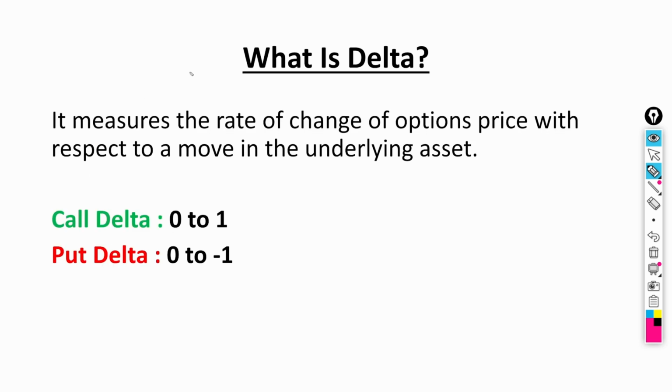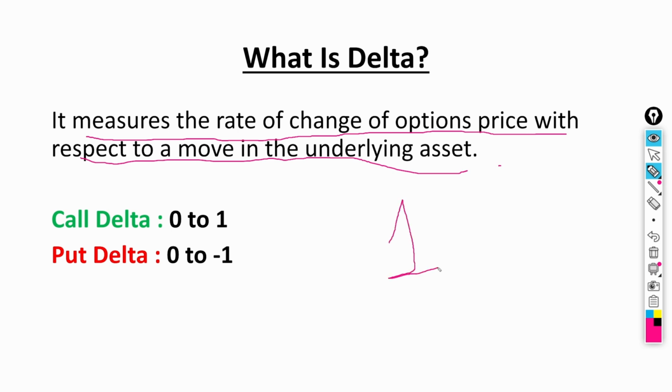So what is option delta? The standard definition goes like this: it measures the rate of change of option price with respect to the move in the underlying asset. If you don't understand this, no need to worry, I will show a real-time example. What it means is, if a stock or index moves by 1 point or 1 unit, what should be the change in the option price? That is what the option delta indicates.